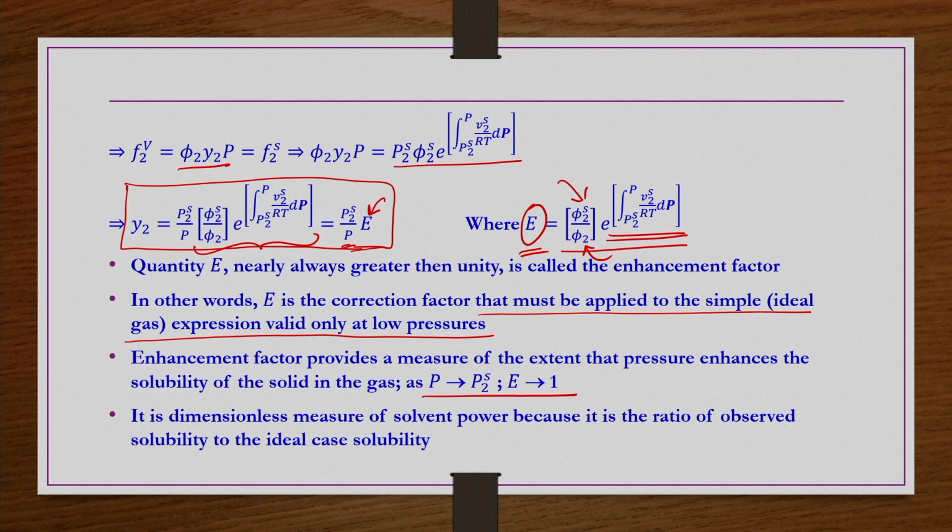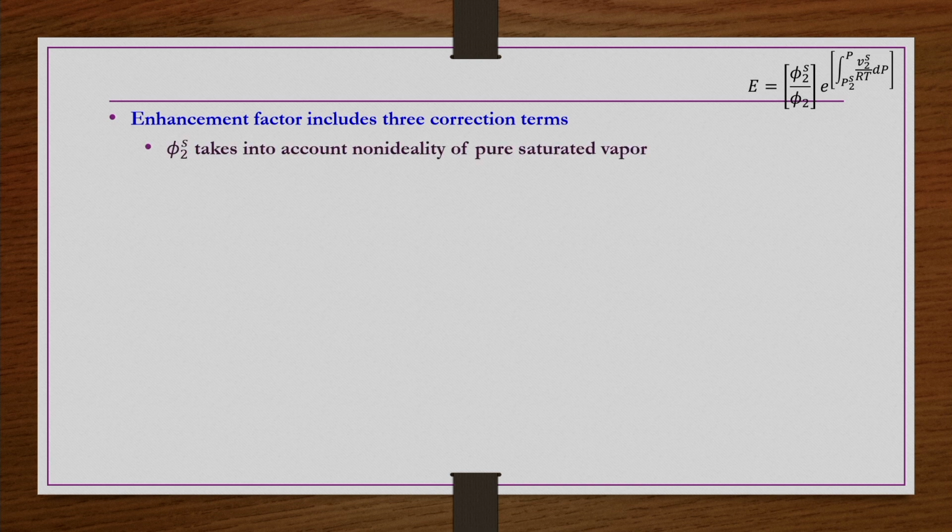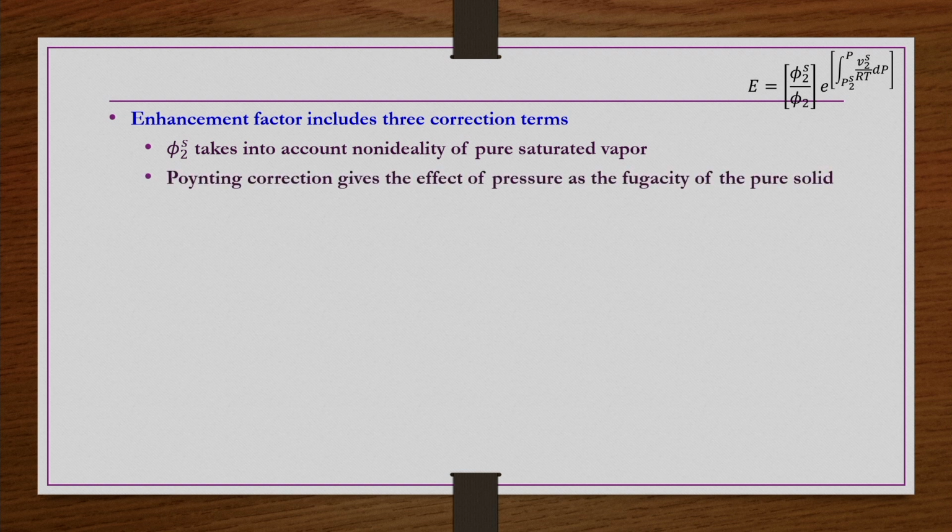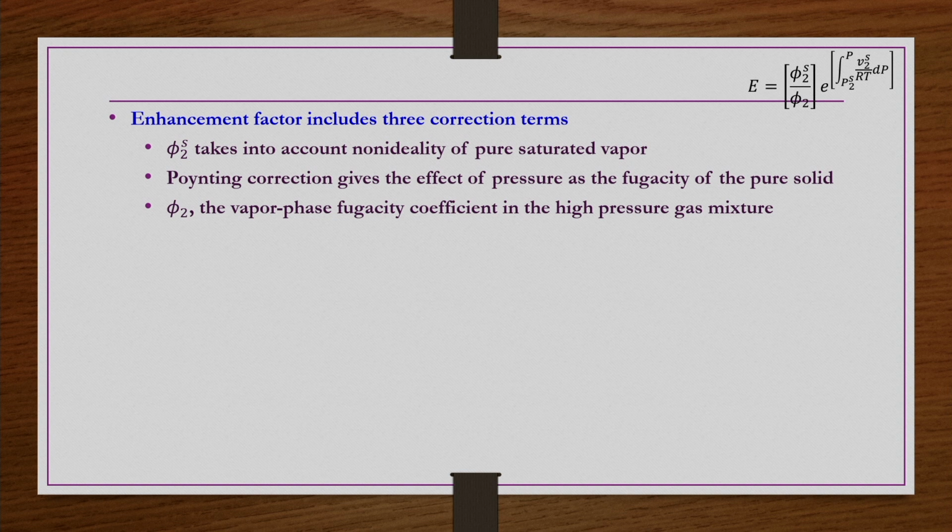Because P2S by P indicates the ideal case solubility, the pressure at which we are finding it out and all that. So now we see this enhancement factor has 3 correction factors as I mentioned. One is phi2S, which takes into account the non-ideality of the pure saturated vapor, and then the Poynting correction, which gives the effect of pressure on the fugacity of the pure solid, the pure condensed phase, that is now the pure solid, and then phi2, the vapor phase fugacity coefficient in the high pressure gas mixture. So the 3 non-idealities, whatever there are, are there because of these 3 conditions. All of them are clubbed together and written as an enhancement factor E, right.